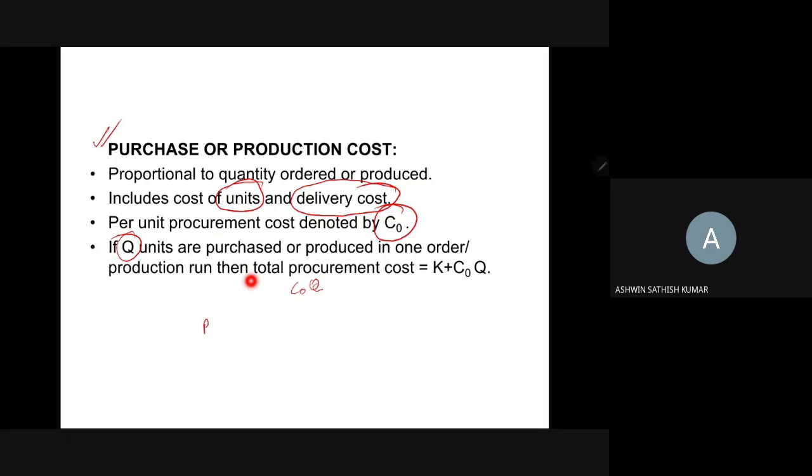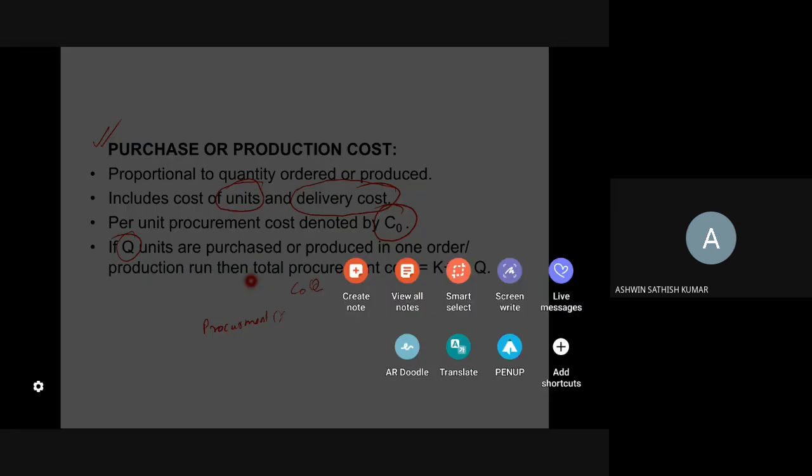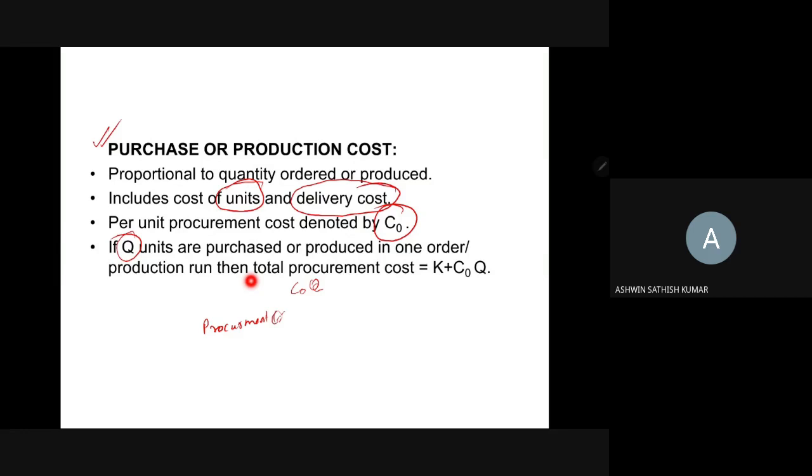So the procurement cost will become the setup cost, which is independent of the quantity, plus the purchase cost, which depends on the quantity. So that will be the procurement cost. Anything you want to ask here? So this is the first kind of cost, procurement cost.